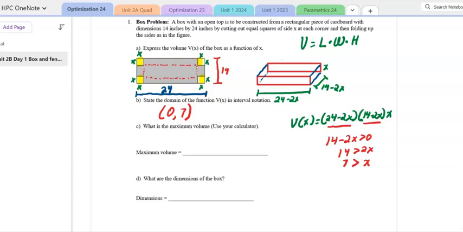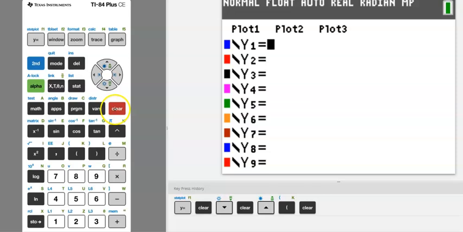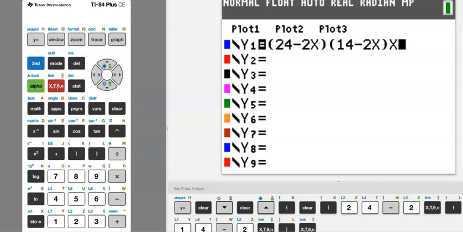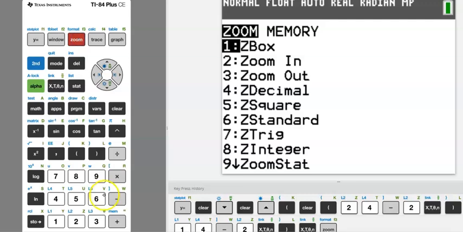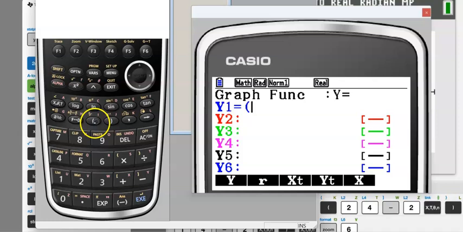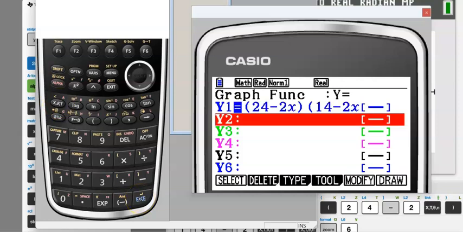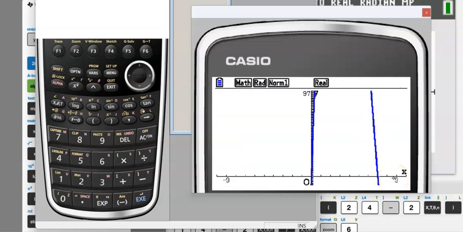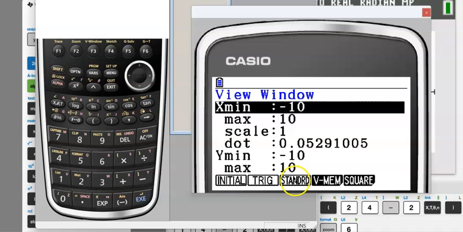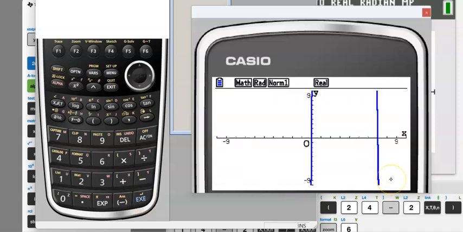Then to find the maximum volume, we're going to go to our calculator and type in the function. So I'm going to type in 24 minus 2x times 14 minus 2x times x. And in class we discussed, I always start at zoom standard, which is number 6, and I'll see a portion of the graph. On the Casio, I would do the same thing. I would type in 24 minus 2x, 14 minus 2x times x, and then I would press draw or F6. And zoom standard on your calculator is shift F3 and then F3 again for standard. So I'm going to do that and then hit draw. Both calculators are the same.